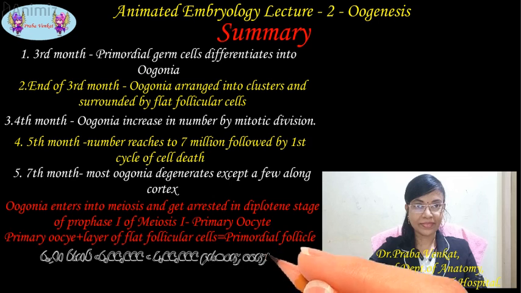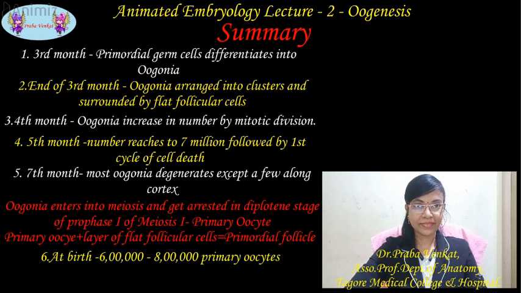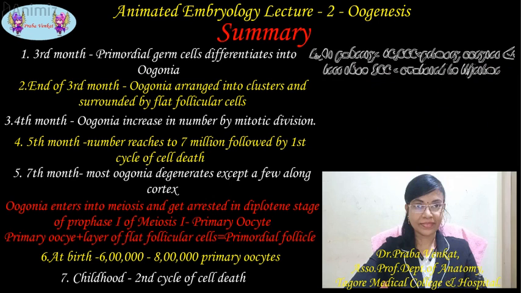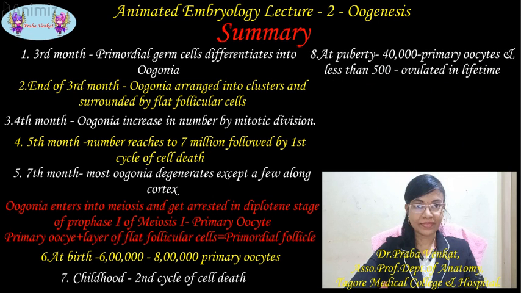At birth, all the oogonia will be converted into primary oocytes, and the ovary contains around 6 lakhs to 8 lakhs of primordial follicles. In childhood, the second cycle of cell death begins. Around puberty, only 40,000 primary oocytes are present in the ovary. Of those, less than 500 will be ovulated in the lifetime of a female.